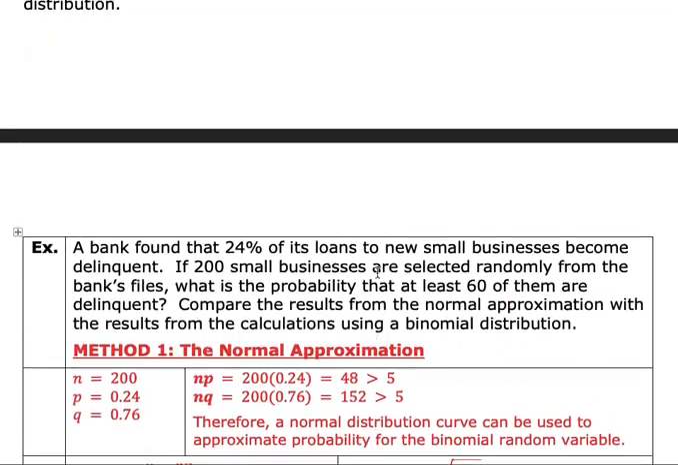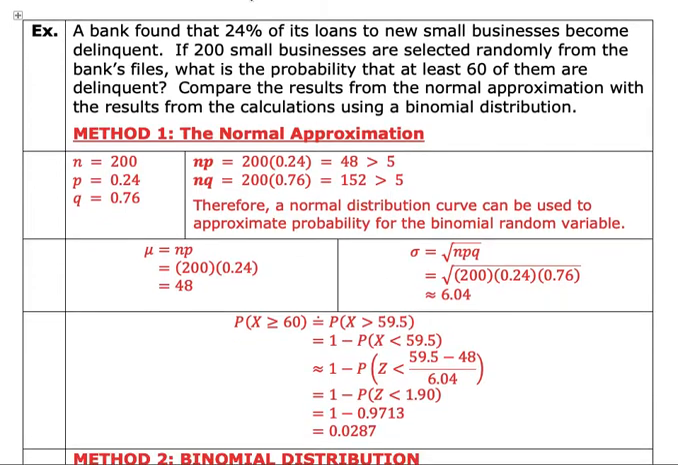Better. So, a bank found that 24% of its loans to new small businesses become delinquent. If 200 small businesses are selected randomly from the bank's files, what is the probability that at least 60 of them are delinquent? Compare the results from the normal approximation with the results from the calculations using the binomial distribution. So let's start off with the normal approximation.